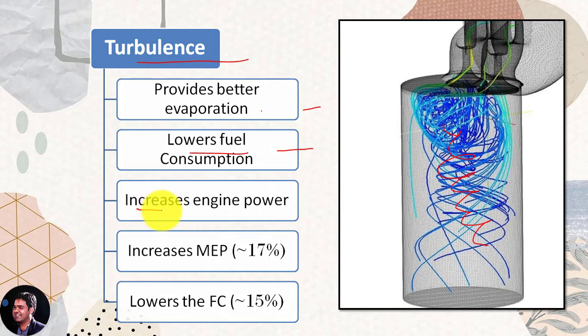Better turbulence increases the engine power, as I said, and for reference we can say the turbulence increases mean effective pressure by 17%. Now, mean effective pressure ultimately indicates the work done by the engine. So the higher the work done, we can say we have better efficiency from the engine. So we can consider indirectly the efficiency of the engine by this term. And turbulence lowers the fuel consumption by 15%. These are quite good numbers for any CI engine.